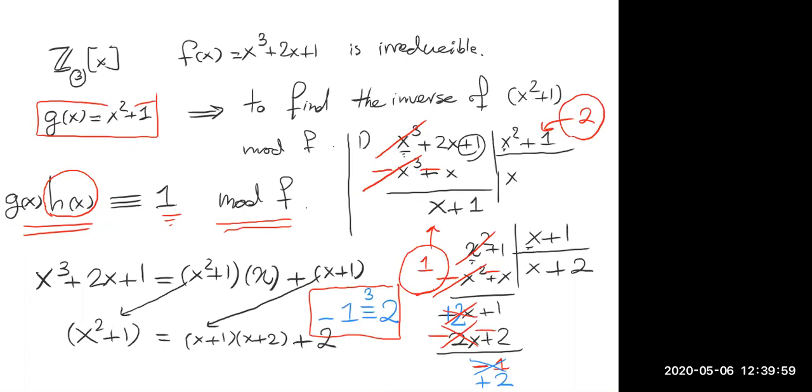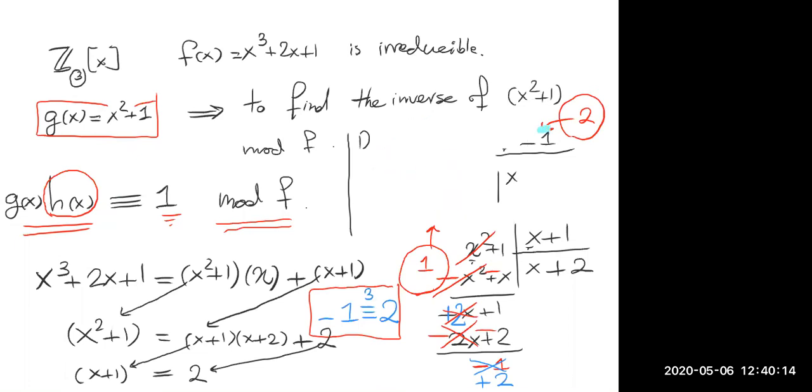And finally, I should bring x plus 1 here and divide it by 2. Let me erase this and write it here. So I am finally dividing x plus 1 by 2. What is the answer? Can anyone tell me what I should write here?